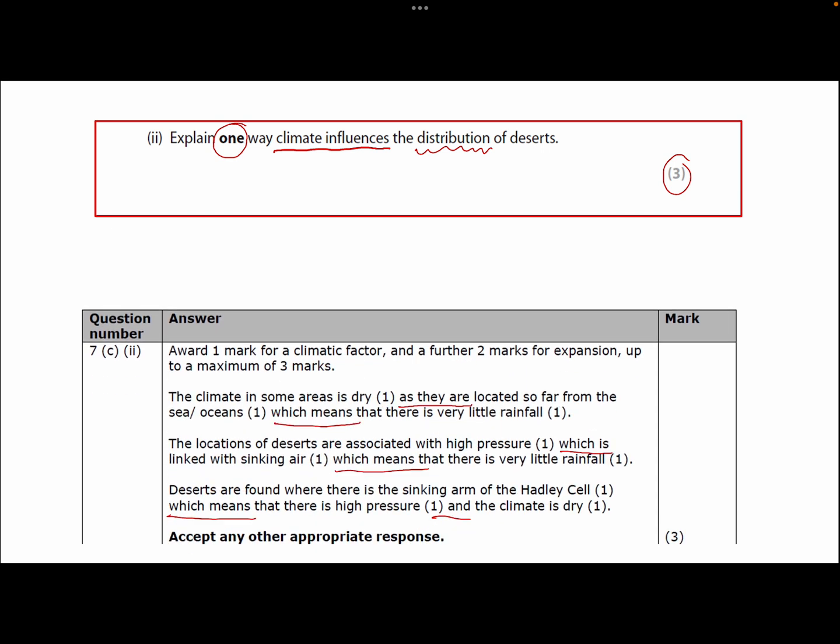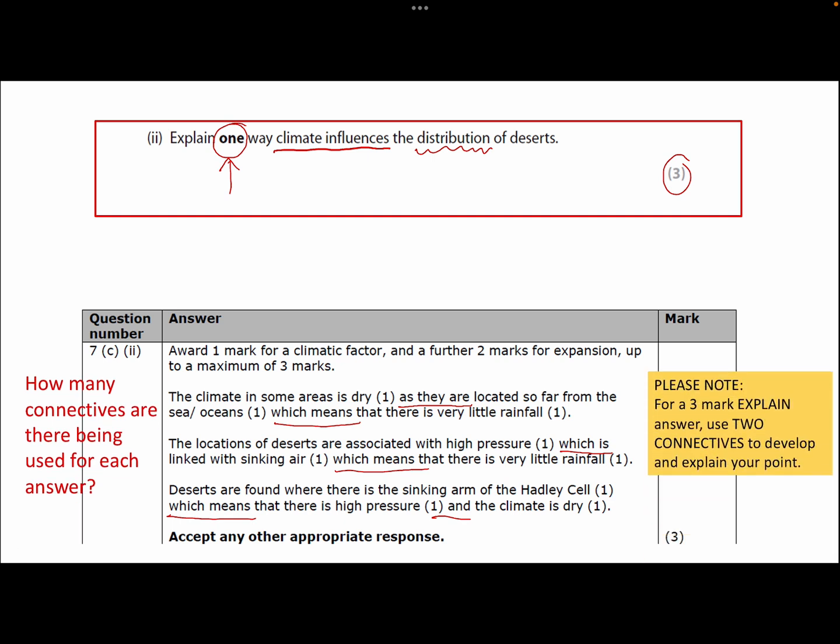So the next question is explain 1 way climate influences the distribution of deserts. So this is the mark scheme, right? It's 3 marks, 1 way. You must make sure, guys, that you only suggest 1 way, not more than 1 way, because you will not get marks for it. You have to give your 1 way and you have to develop your point enough to get 3 marks. And when you are dealing with 3 marks, you should be using 2 connectives to explain your point, all right?